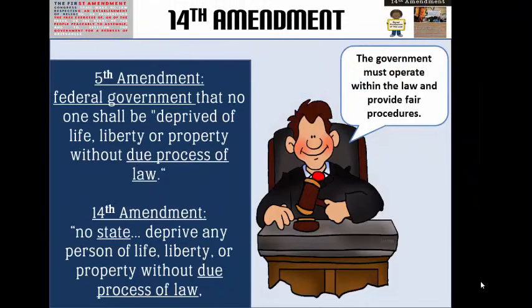The right to due process, again, means that the government must operate within the law and provide fair procedures. And this is so important that it is the only right that has been added twice to the U.S. Constitution. Again, we find due process of law as a protection in the Fifth Amendment, requiring the national government to protect these rights, and the 14th Amendment requiring state governments to provide due process.